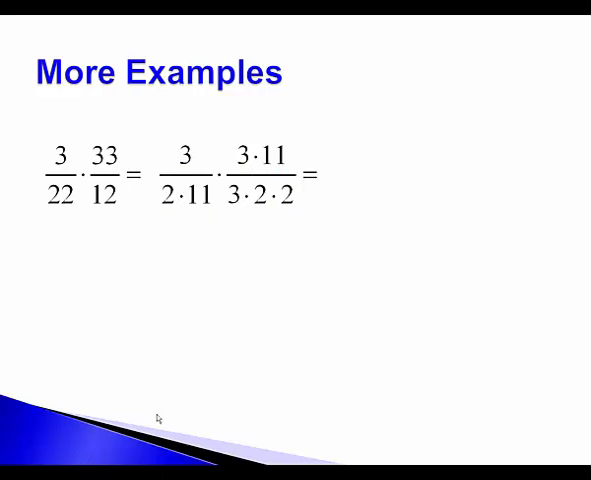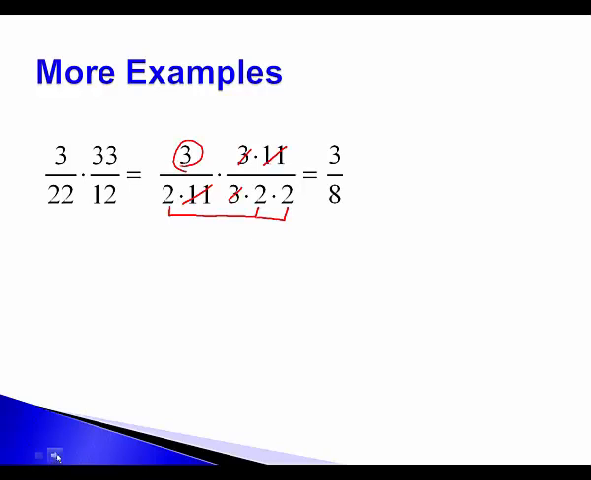Once I have all of these pieces factored, now I'm ready to remove my common factors. Well, I can remove a 3 with a 3. I can remove an 11 with an 11, and that's all that can be taken out now. So what I'm left with is going to be a 3 in the numerator, and then 2 times 2 times 2 in the denominator. So that'll leave me with 3 over 8.